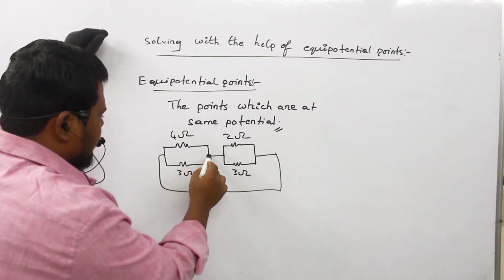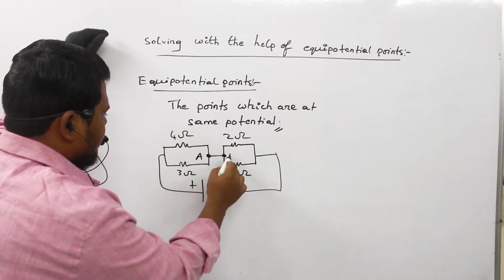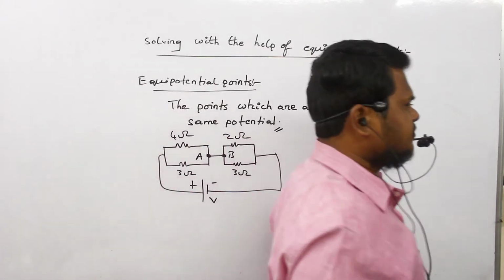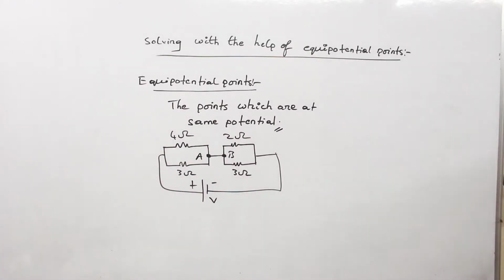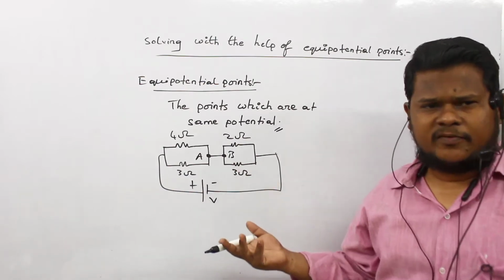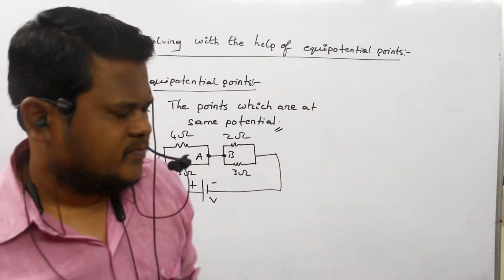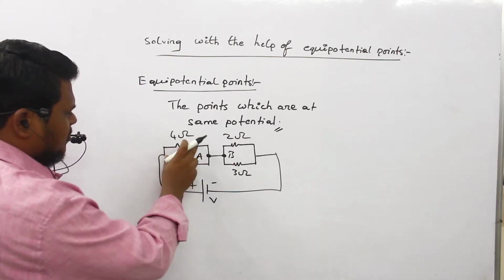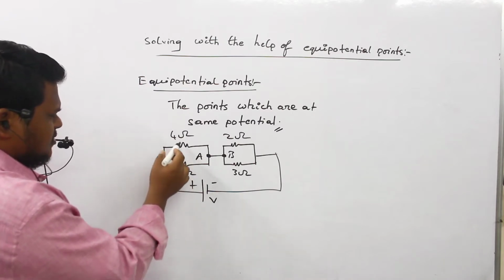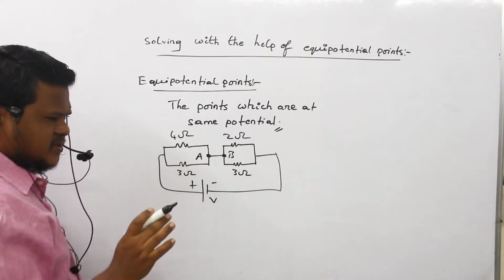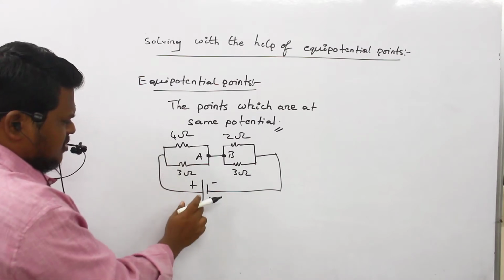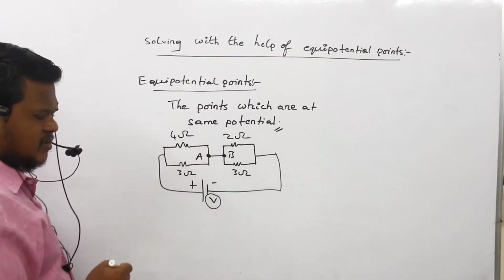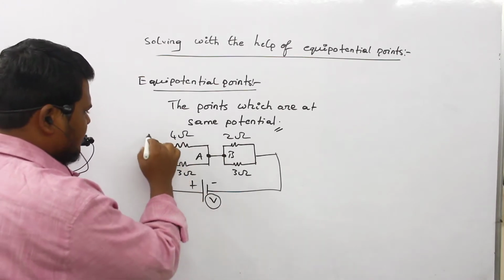Now if I take this point A and this point to be point B, are points A and B equipotential points or not? Points A and B, definitely they are equipotential points. What is the reason? Whatever potential I have supplied here, some potential will be dropped in this branch. What is the equivalent resistance of this branch? 4 into 3 divided by 4 plus 3. According to that resistance, some potential will be dropped out of the total supplied potential, and the remaining potential will appear here. So let the total potential drop in this branch be V dash.